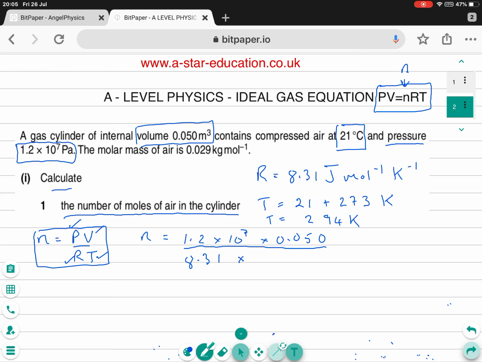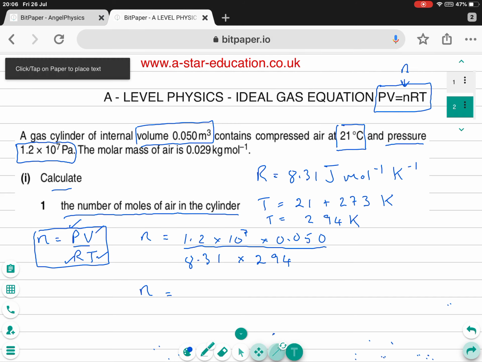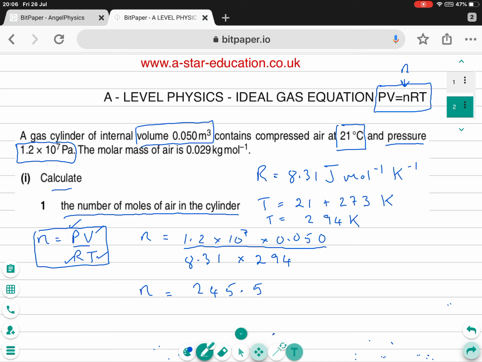That's the temperature which we need to use in the ideal gas equation, so we put that in: 294. Now we've got all of the constituent parts to help us find n, where n is the number of moles. Plugging into the calculator, we'll find that the number of moles, once we've worked it all out, is 245.58 moles.